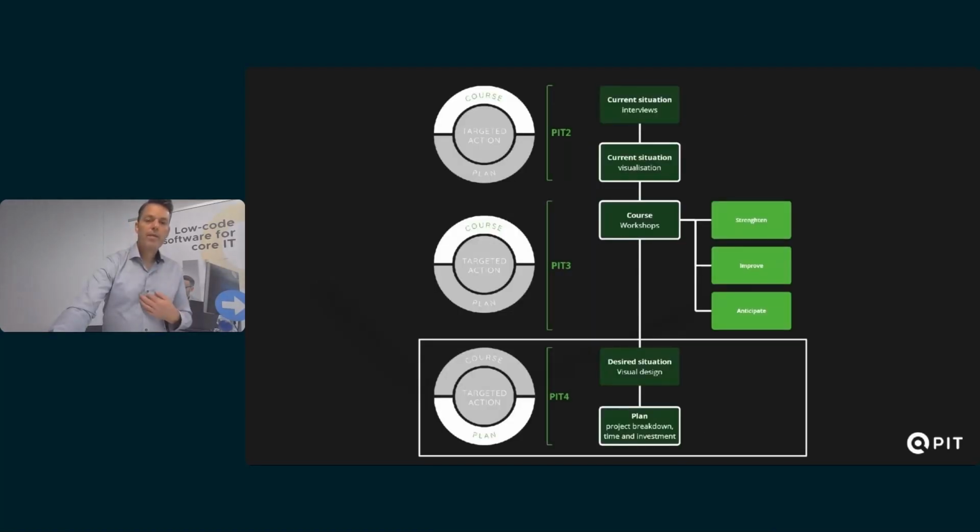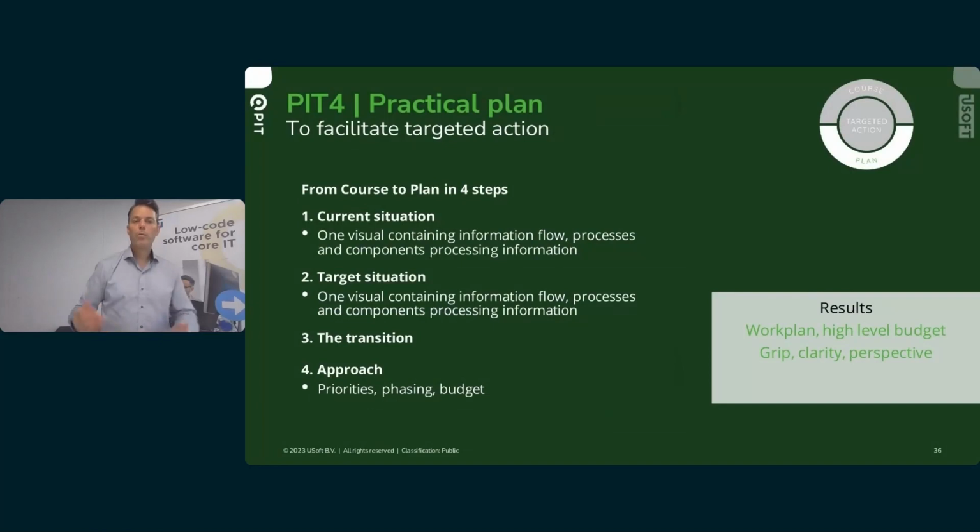And in the final step, PIT 4, we define the practical plan to facilitate targeted action. So from course to plan, we have 4 steps. Starting at the first step, it's the current situation. It's actually PIT 2. And then in the second step, we design a target situation. Third, we define the transition path from the current situation to the target situation. And in step 4, we add the priorities, the phasing, and the budget in time and money.